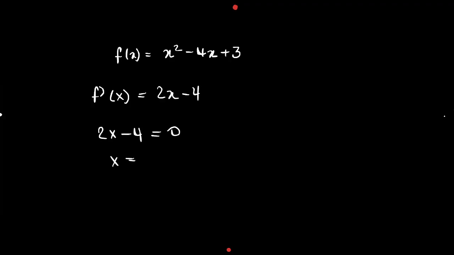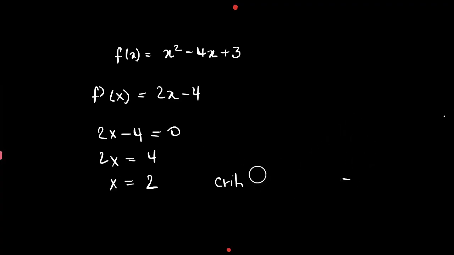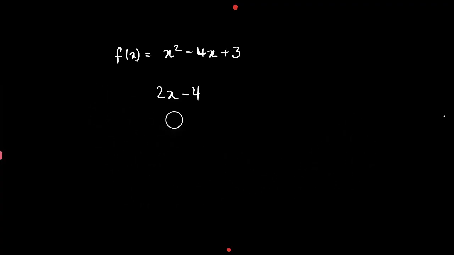Doing so gives us 2x equals 4, x equals 2. So we can see that we have a critical point at x equals 2. Simple enough, right? So again, remember, this doesn't mean that we have a maximum or a minimum at x equals 2. It just means it possibly could be some sort of extrema. All right, let's look at another simple example.